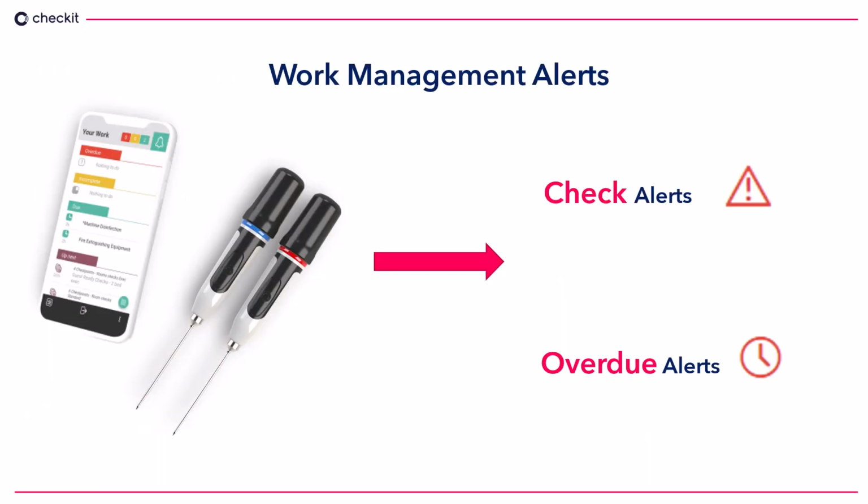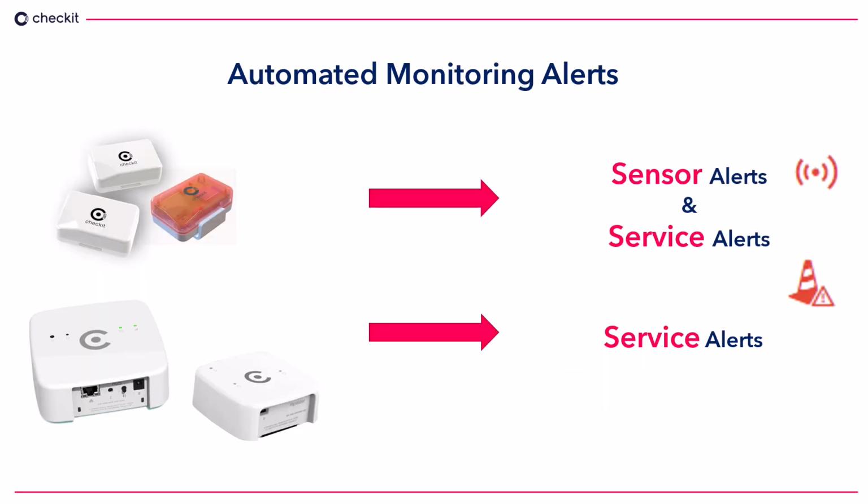So to recap, work management will generate check and overdue alerts, and automated monitoring will generate sensor and service alerts. So now we know how we get alerts, but how do we get told about them? Next up, alert notifications.